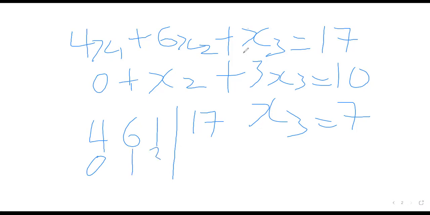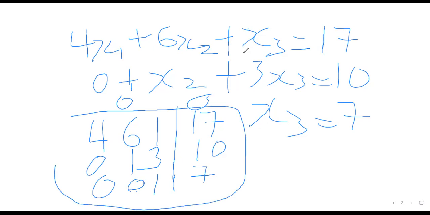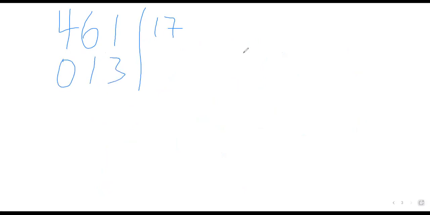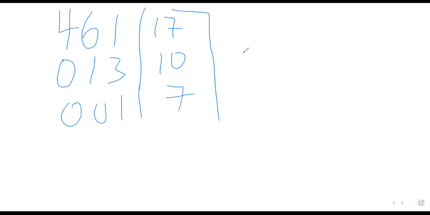1, and then 3, and then 10. And then here it will be 0, and then 0. So this one will be 0, 0, 1, and then 7. So this is how the equation looks like: 4, 6, 1, 17, 0, 1, 3, 10, then 0, 0, 1, 7.